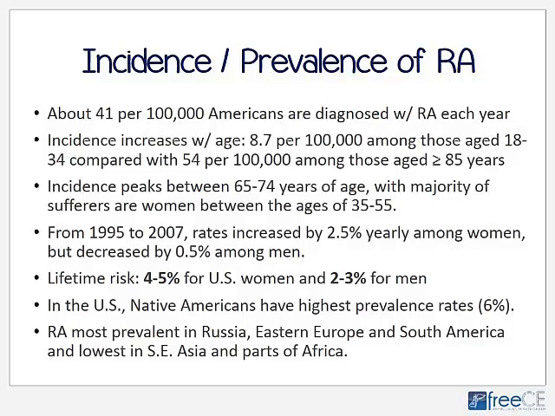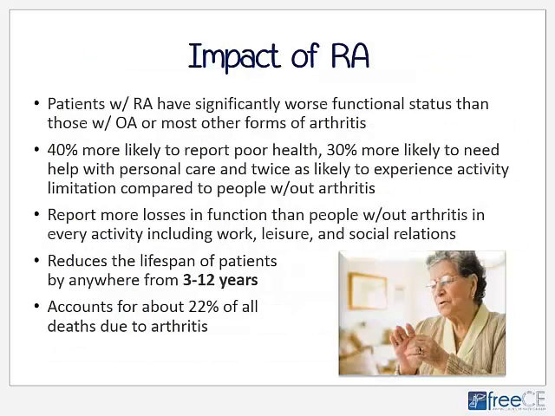North America, United States is kind of middle of the pack or slightly above. As I noted earlier, patients with RA have worse functional status, especially compared to those with OA or most other forms of arthritis, because RA is most prevalent in the hands and feet. So obviously it affects walking, mobility, picking up things, and doing various chores such as ironing, making food, things of that nature.